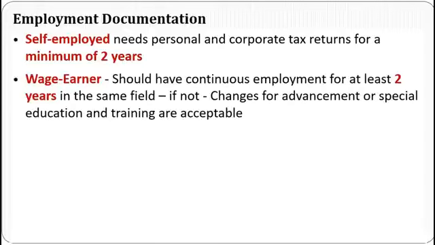If they're not self-employed, they're what's called a wage earner. They get a check. They're going to want to see that they've been in the same field, the same line of work for 2 years. I did not say they had to be on the same job. I just said they had to be in the same line of work. If they're not in the same line of work, what are they going to want? Some type of certification or certificate or proof of schooling as to why they made the change.